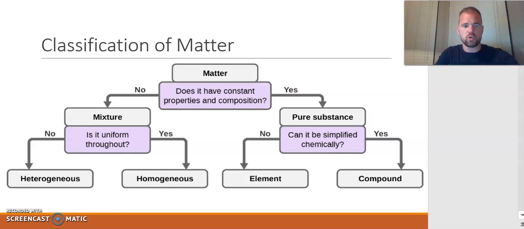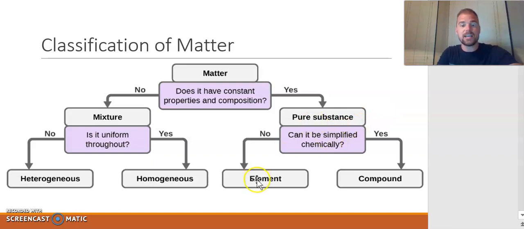Alright, so let's review real quick the classification of matter before we look at our examples. Remember, matter is anything that can take up space and has mass. First question: ask yourself, does the matter have constant properties and composition? Because if yes, it falls in the pure substance category. More specifically, ask yourself, can it be simplified chemically?